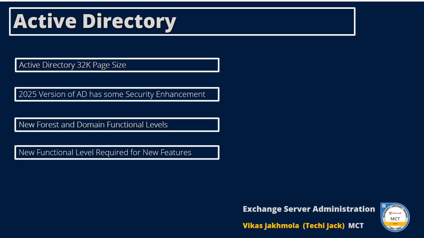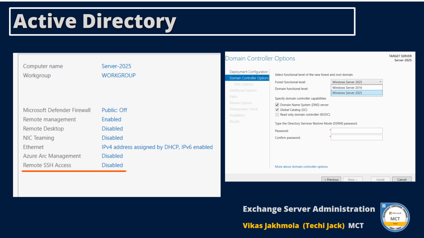New functional level required for new features. If you want to use a new feature, you have to raise the functional level. And there are no plans to backport these features. That means if you want to upgrade from an older AD version, you should have a Windows Server functional level of 2016 or greater. Therefore, remote SSH server is pre-installed on Windows Server 2025 and it is disabled by default.